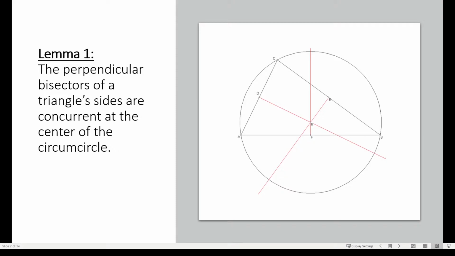The first one is that the perpendicular bisectors of a triangle's sides are concurrent at the center of the circumcircle. As you can see here, all of the perpendicular bisectors converge on one point R, which is the center of the circumcircle.